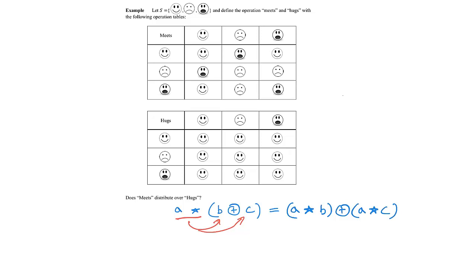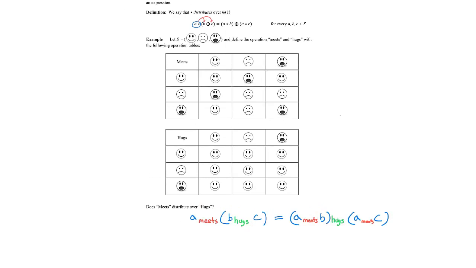But in our situation, we don't have star and circle plus. These are just arbitrary operations that we use to describe what the distributive law is. Here we have meets, and it's distributing over hugs. So we need to replace the star with meets and the circle plus with hugs. So this is what we actually want to test for this example. Now, we need to decide if this equation is true or false.